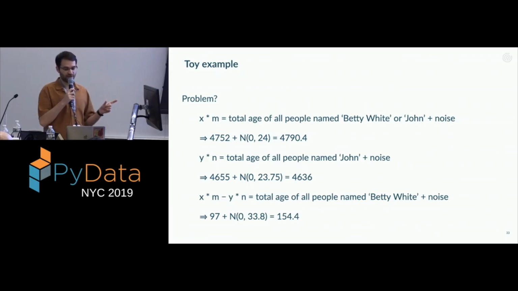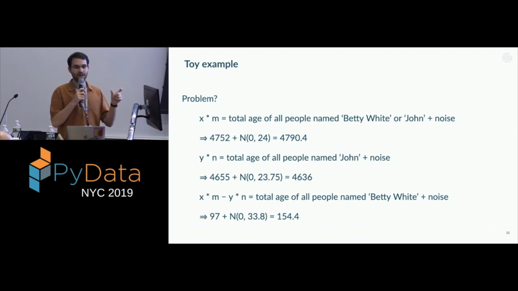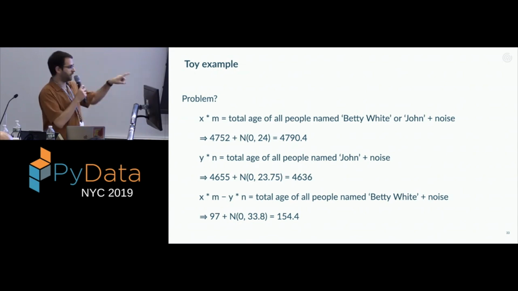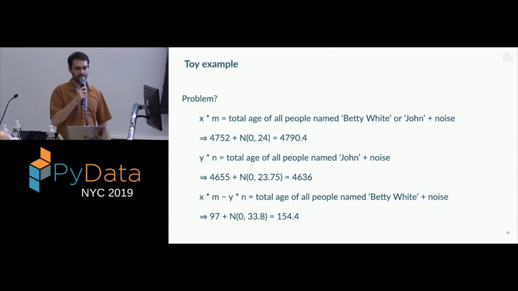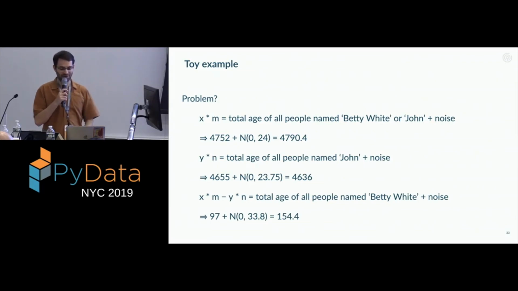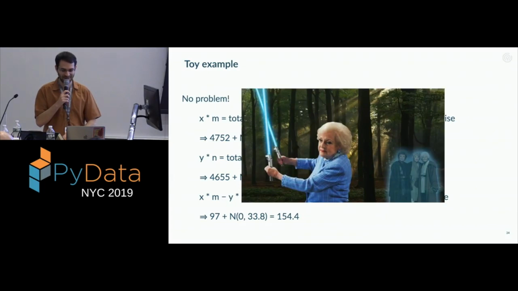And so when we take the difference, we do get something whose mean is Betty White's age, but again, with this very significant noise added on, we get an age of 154.4, which is obviously not Betty White's age. And so we've successfully blocked the attack. We cannot recover the age of this individual.